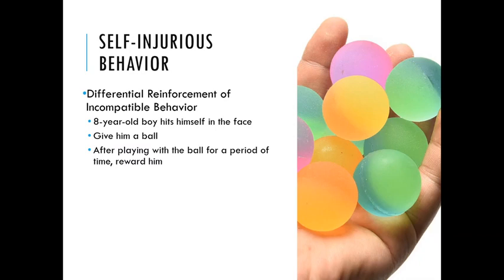So, drawing on the principle of differential reinforcement of incompatible behavior, researchers did an experiment where they would give an 8-year-old boy who tended to hit himself in the face a ball. After the child played with the ball for a period of time, he would receive a reward, something like candy. Because of that reinforcement of the ball playing, he often played with the ball, which prevented him from hitting himself, because you can't simultaneously play with the ball and hit yourself in the face. So we can use that reinforcement of incompatible behavior to help decrease the occurrence of self-injury in this population.